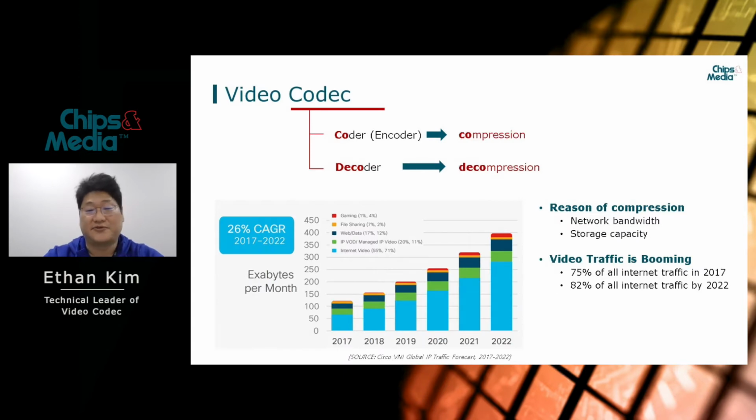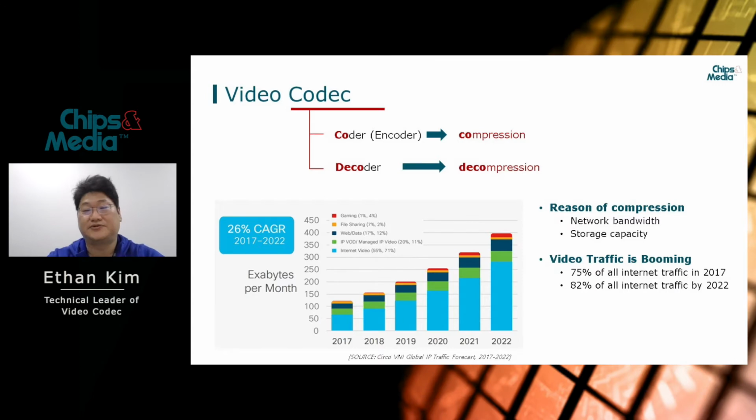What is a video codec? Codec is the abbreviation of coder and decoder. An encoder means a device to compress something. Meanwhile, the decoder decompresses the compressed thing. In this case, the encoder will compress the video. Why should we compress the video?